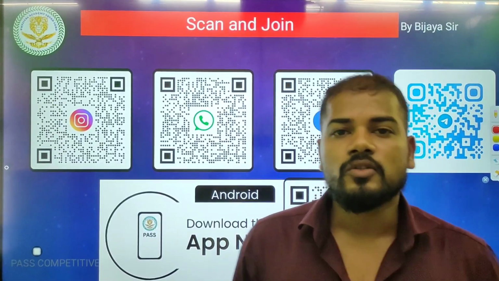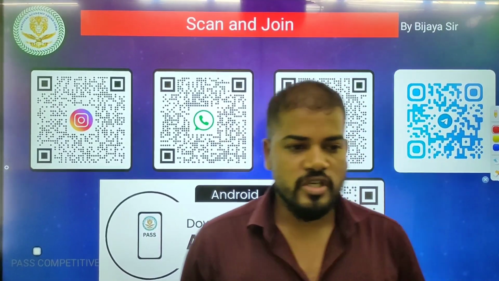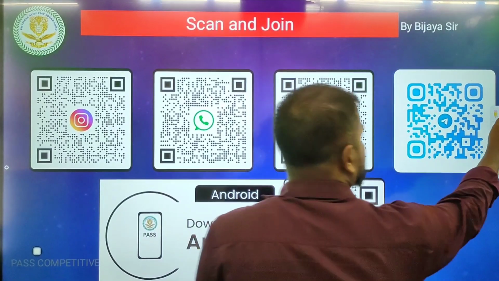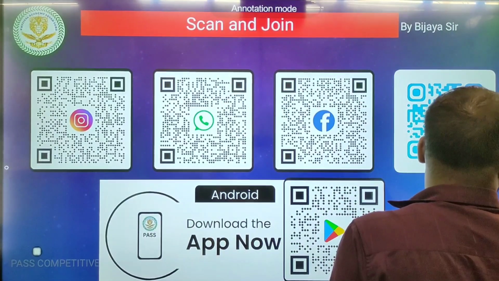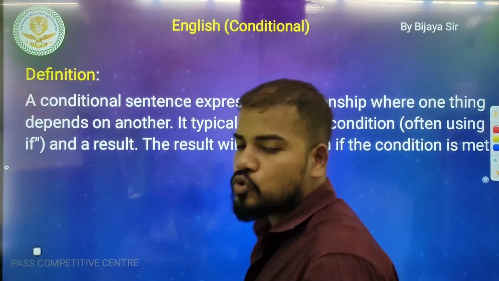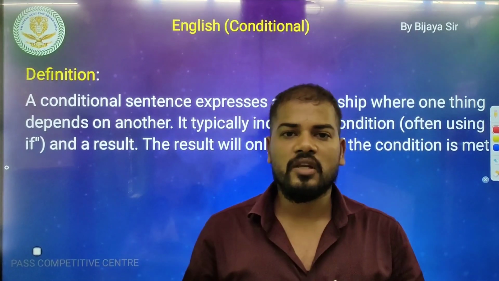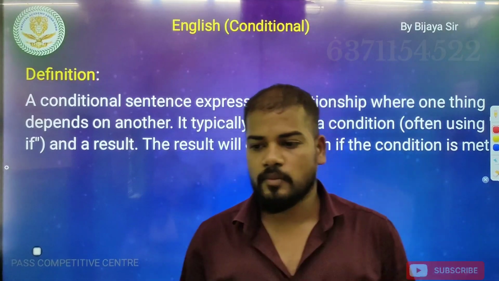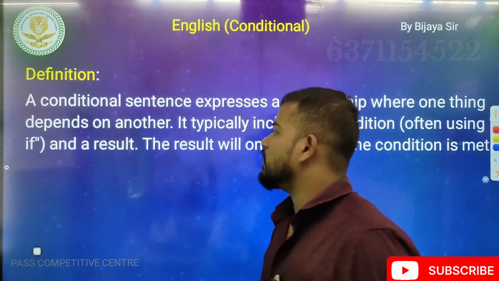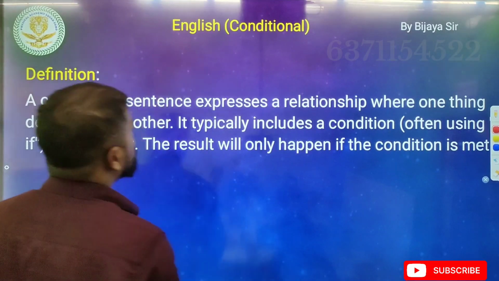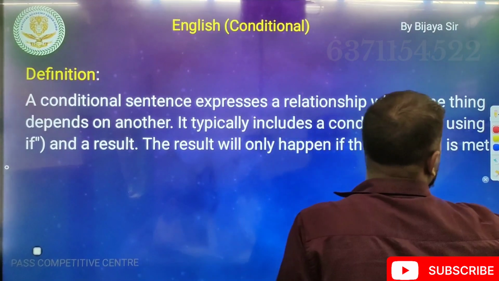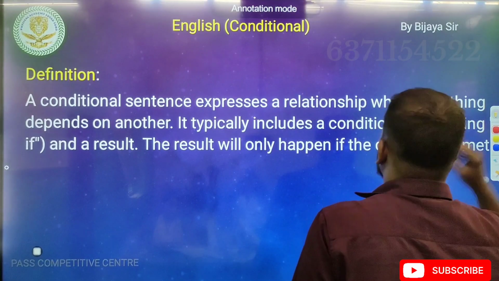So dear students, today we are going to read our new chapter, conditional. We are going to read conditional sentence. As we know, conditional is very important for every competitive exam. So we are going to read our new chapter, that is conditional sentence. So dear students, what is conditional? What is a conditional sentence?